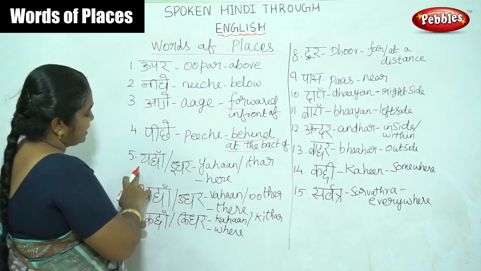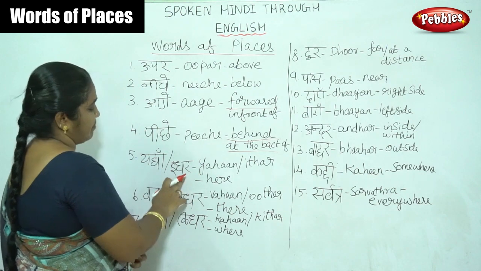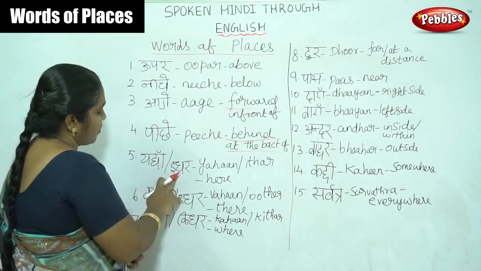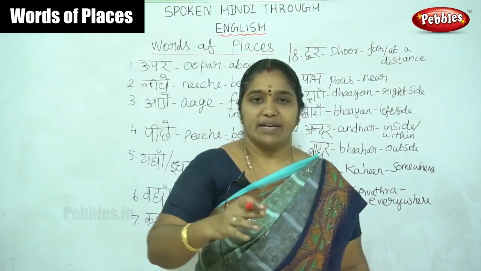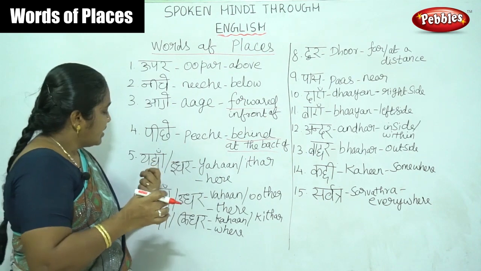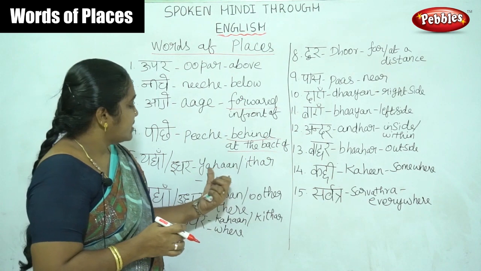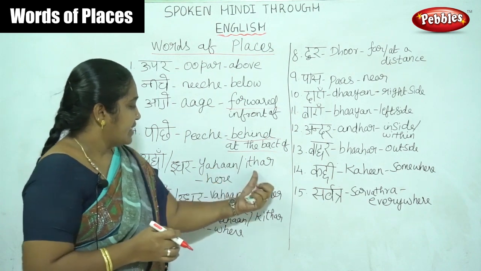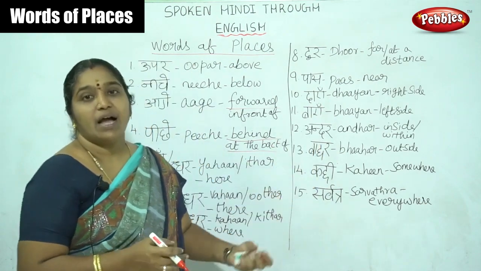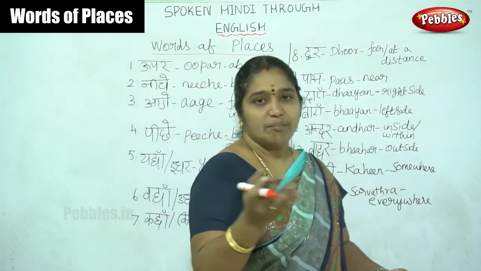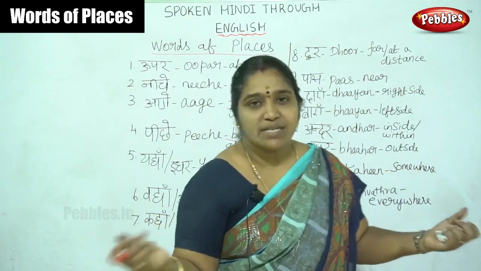Then the fifth one is यहाँ, इधर. Both are the same. While speaking, we can use both. यहाँ, इधर, the meaning is here. यहाँ बैठो means sit here.